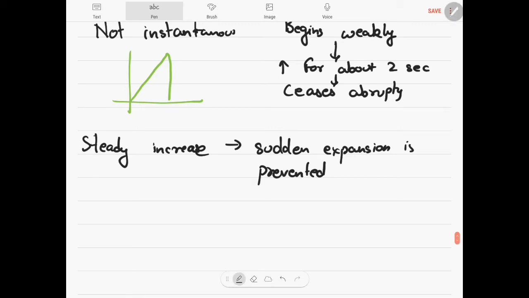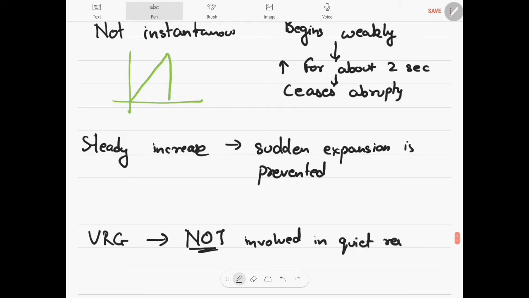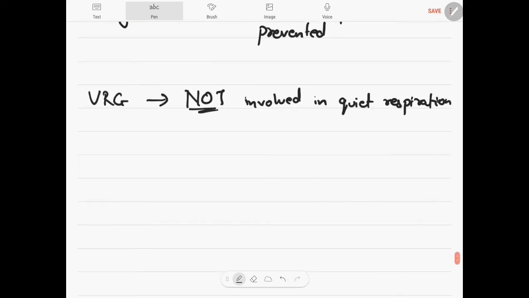Now the ventral group is not involved in quiet respiration. Its activity only increases when pulmonary ventilation increases. So it is active when there is increased pulmonary ventilation. Okay, that's the ventral group.